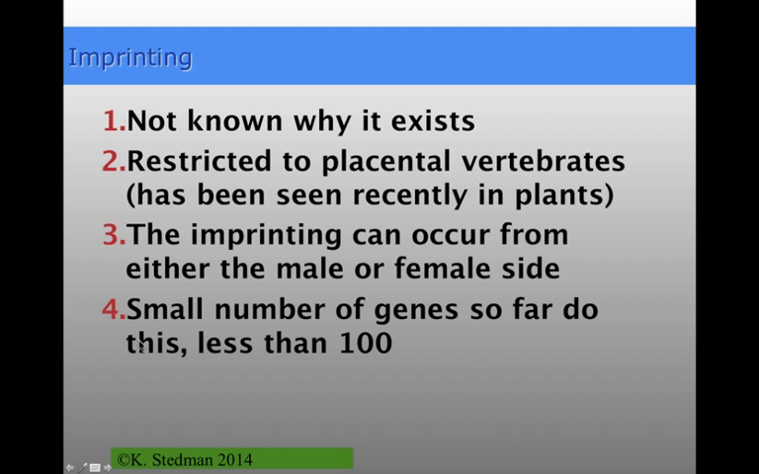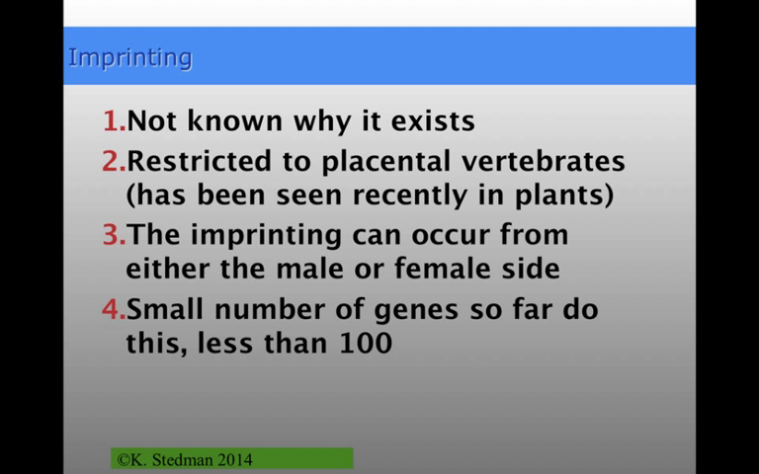It happens, so again, I wanted to talk about it. We don't know why it exists. It's just in placental vertebrates, or as far as we can tell, mostly in placental vertebrates. Probably has to do with some kind of cool virus infection that happened way back when. No idea whether that's true or not.